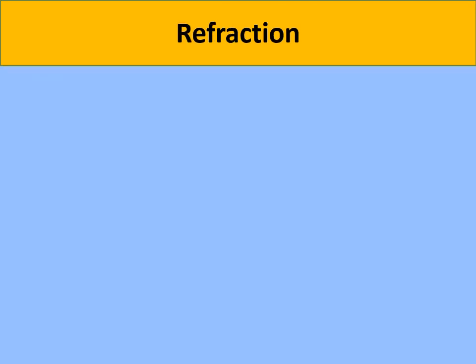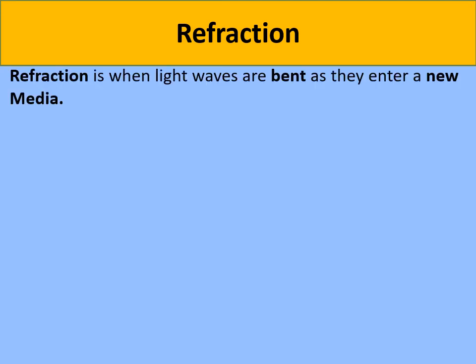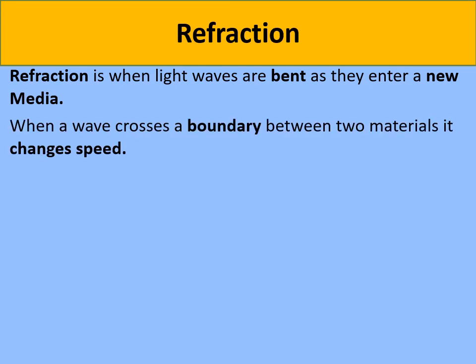Now the final important topic that you need to know about for waves is refraction. Refraction is when light waves are basically bent as they enter a new medium or a new material. For example, as light travels from air and enters glass, it will refract or bend. When a wave crosses a boundary between two materials, it changes speed.